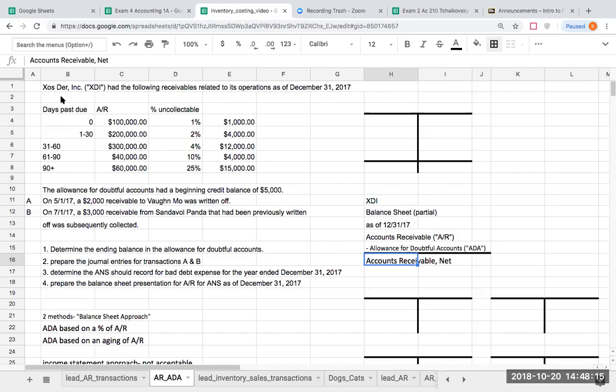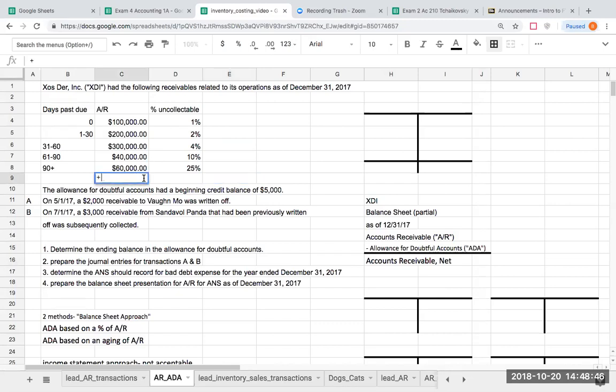XDI, which I can't use a Major League Baseball team name, so I'm having fun here, had the following receivables related to its operations as of December 31st, 2017. So we have days past due, the accounts receivable balance, the percentage uncollectible, and I went too quickly and I shouldn't have given you that amount. But on a test, you'll see the categories, and then you'll see accounts receivable, then a percentage uncollectible.